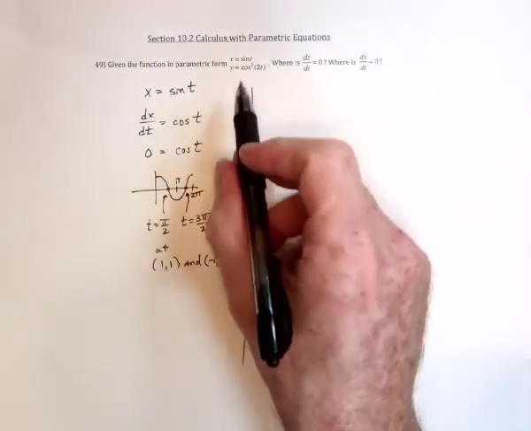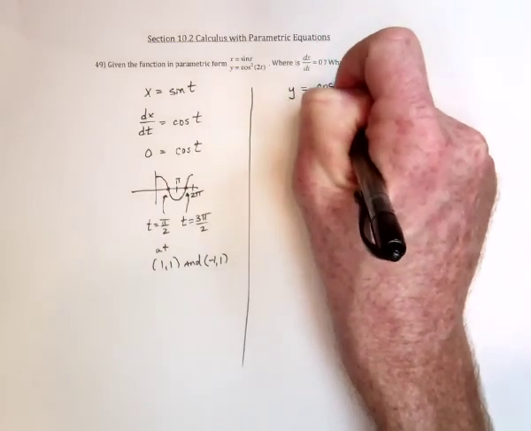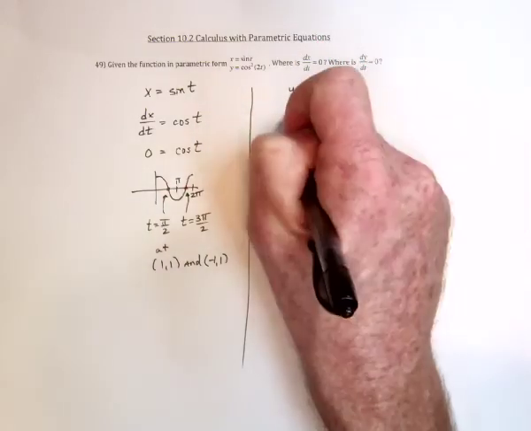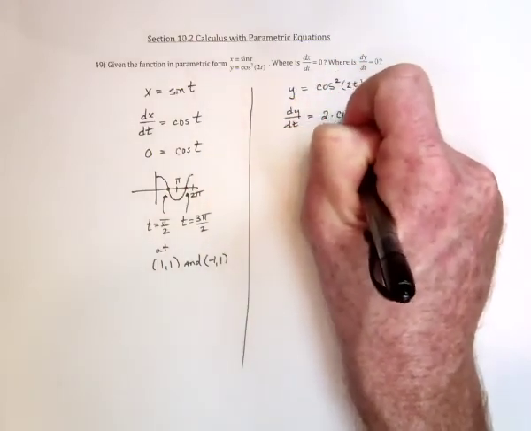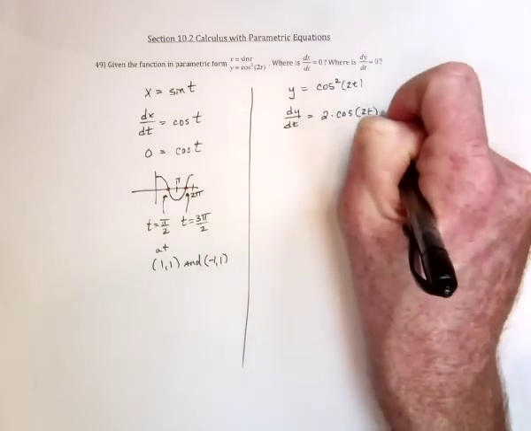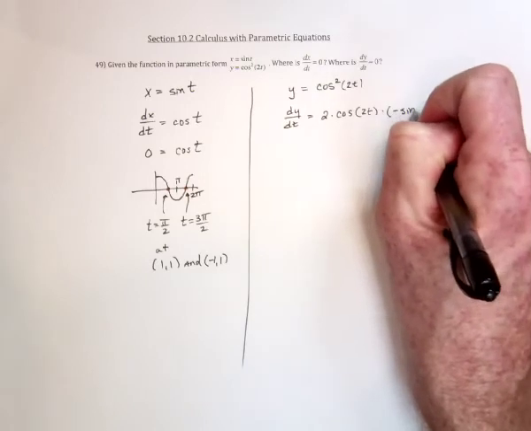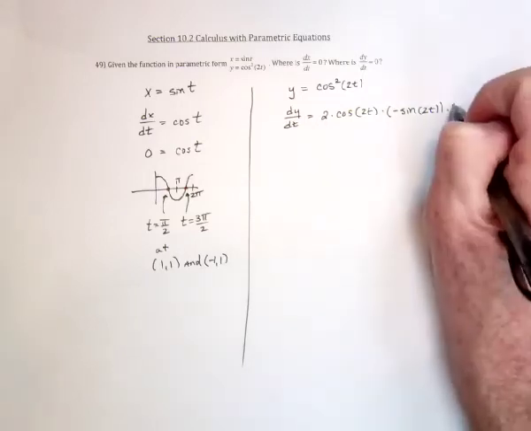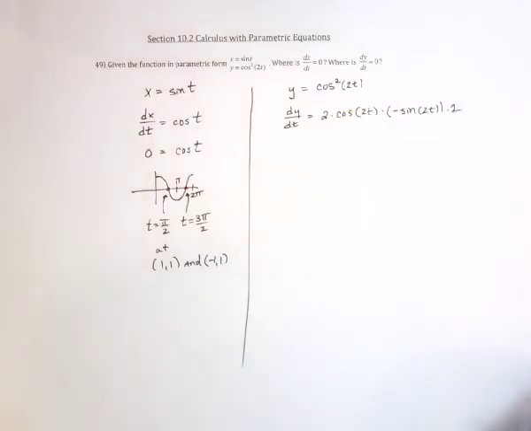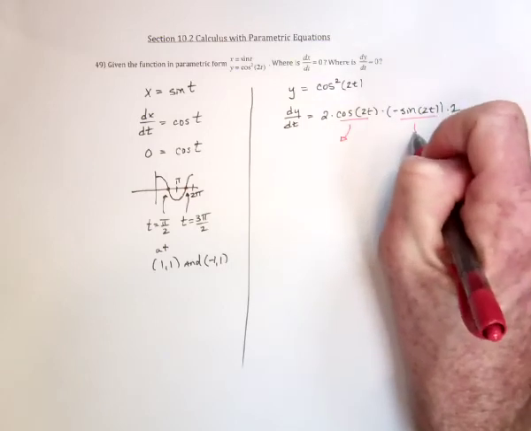So y is equal to cosine squared of 2t. The derivative of that, dy/dt, will be 2, leave cosine of 2t alone. Then the chain rule says take the derivative of cosine, so that's going to be negative sine of 2t. And then the chain rule says take the derivative of 2t, which is another 2. So then set that equal to 0. When you do, it's going to be this set equal to 0 and this set equal to 0.